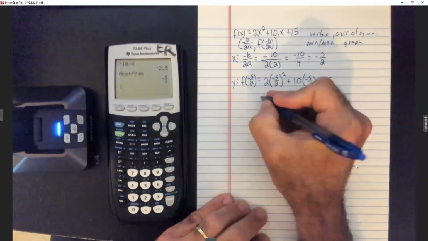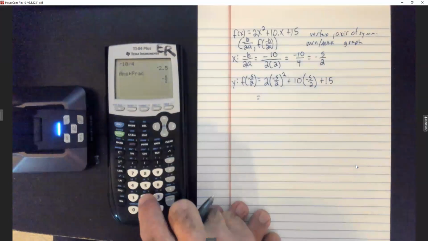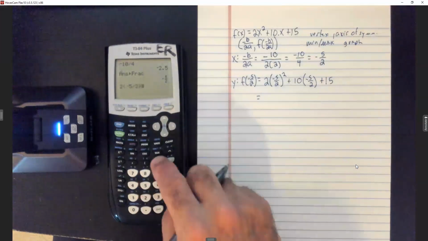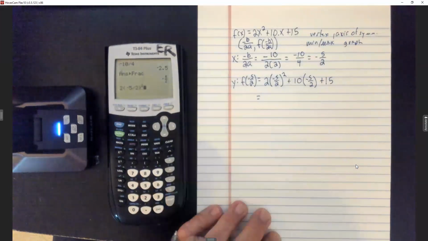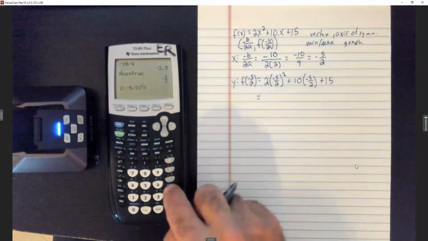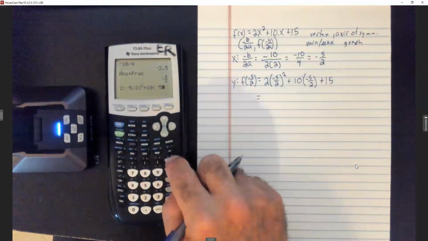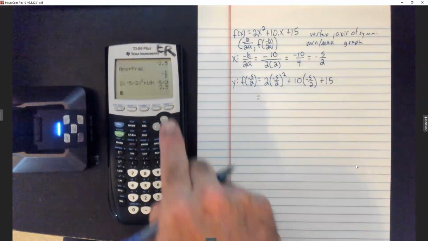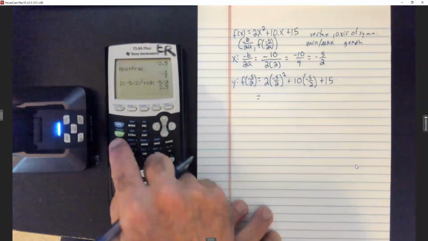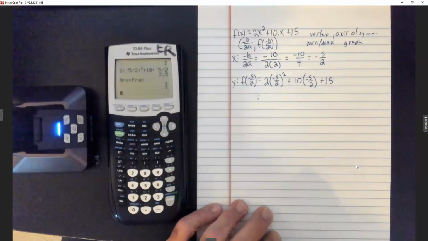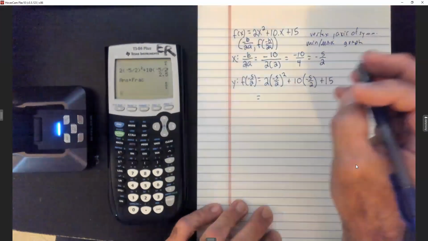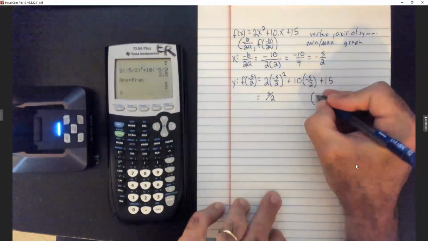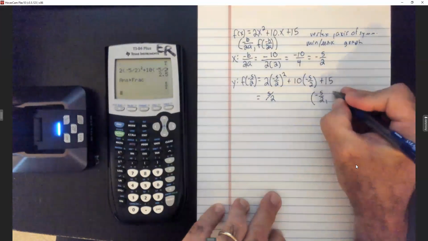We all got calculators, so I'm just going to punch this in. I got 2, and in parentheses, negative 5 divided by 2, close parentheses and square that, plus 10 times parentheses, negative 5 divided by 2, close parentheses, and then plus 15. When I hit enter, remember that gives me 2.5. I'm going to hit math and enter twice to turn that back into a fraction. What's that look like? 5/2? So my vertex, y'all, is going to be negative 5/2 and positive 5/2.